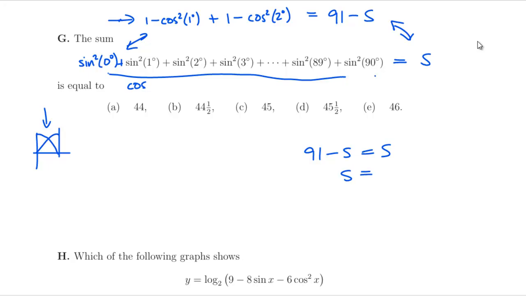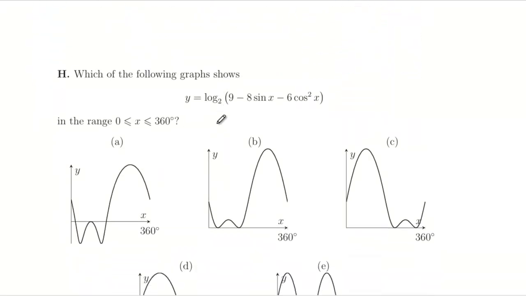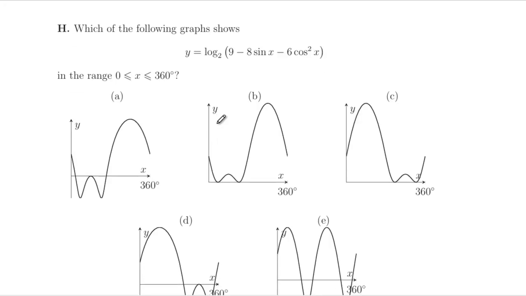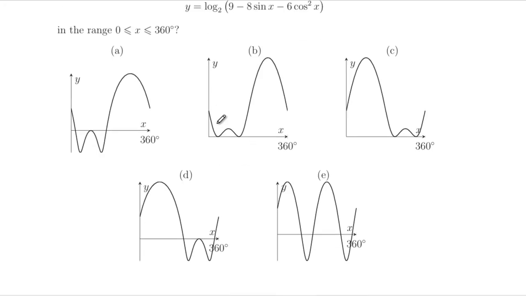So s is going to be 91 over 2, which is 45.5. D. Okay, that was a very nice question. Yeah, something to think about. H. Which of the following graphs shows that? Right, it just about hangs on the top of the screen. In that range. Well, let's do the classic.